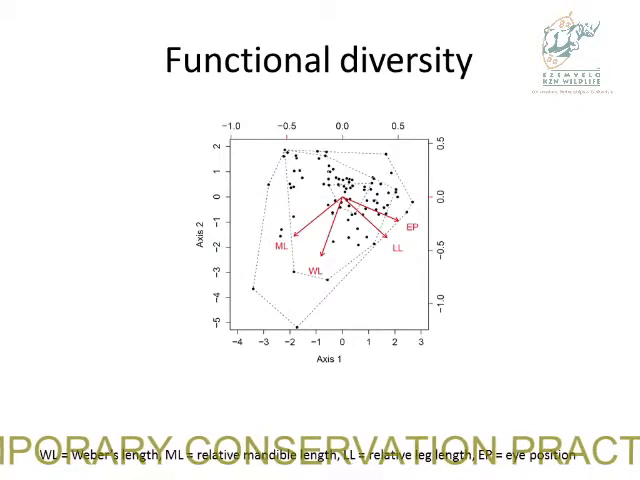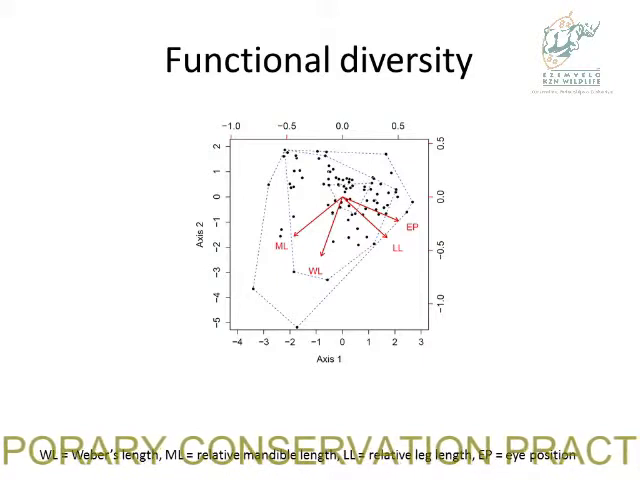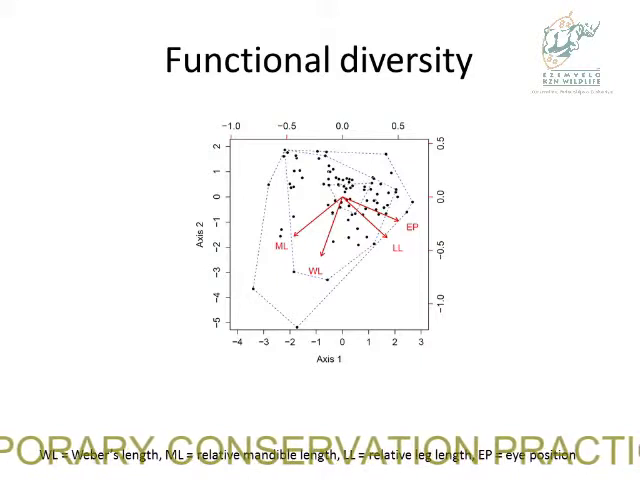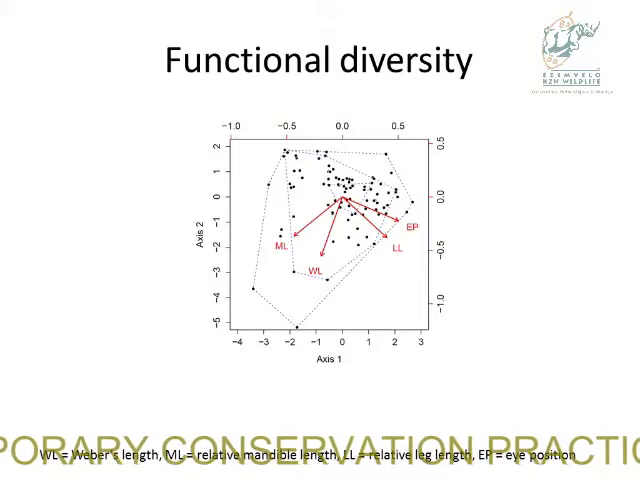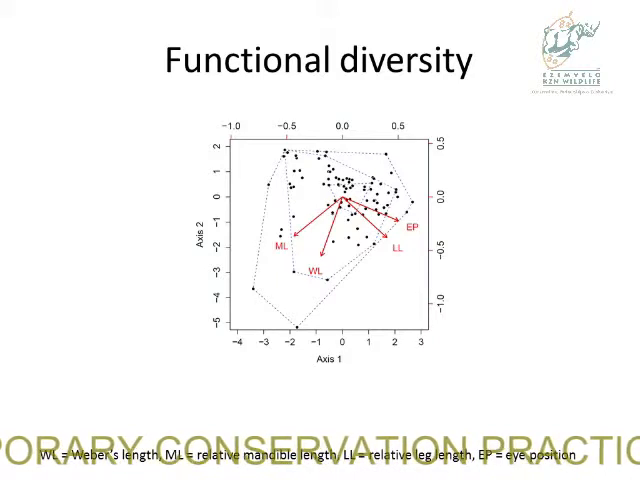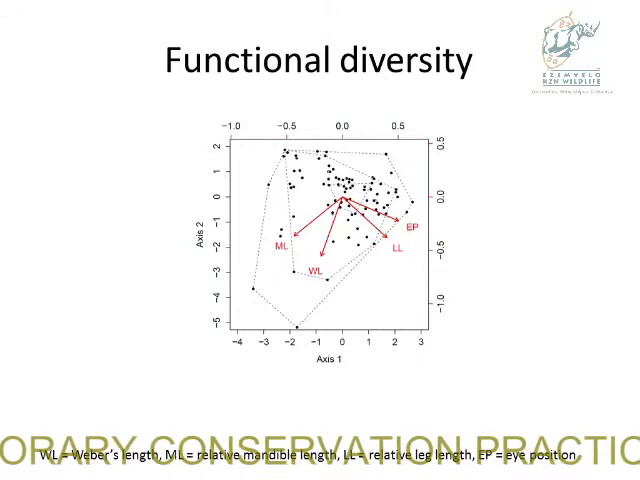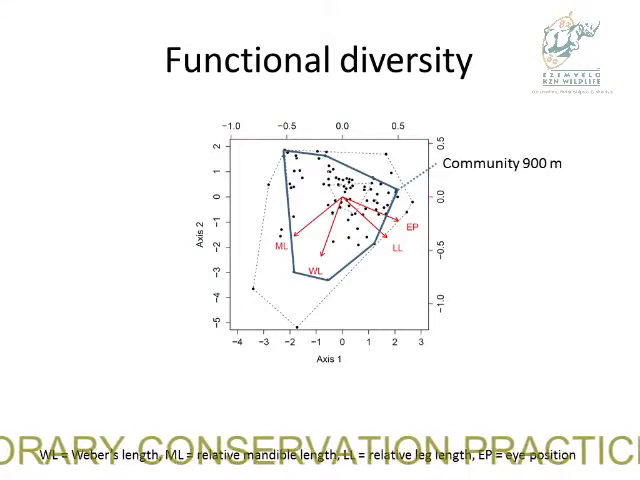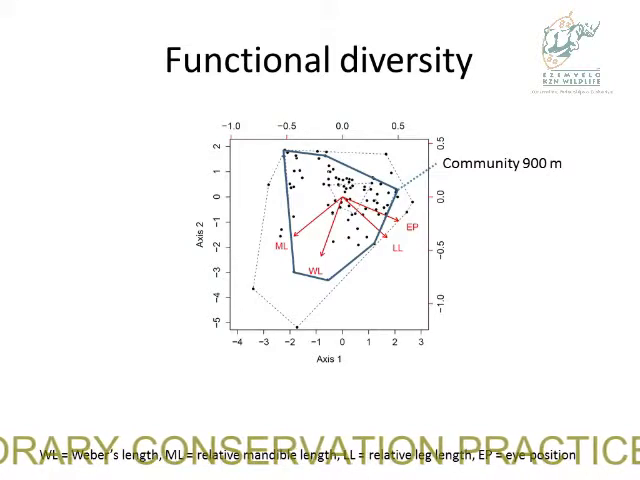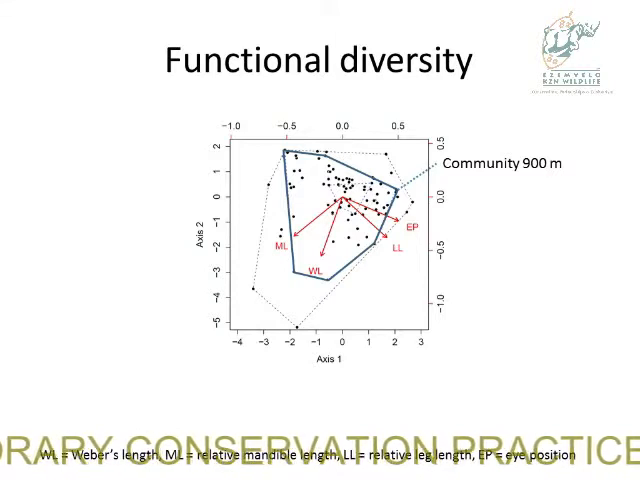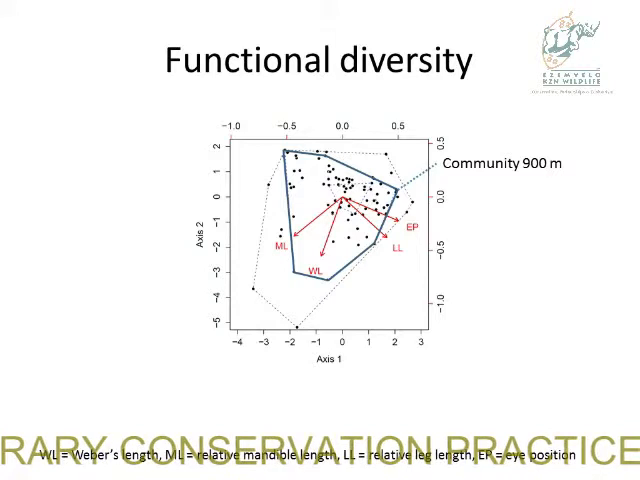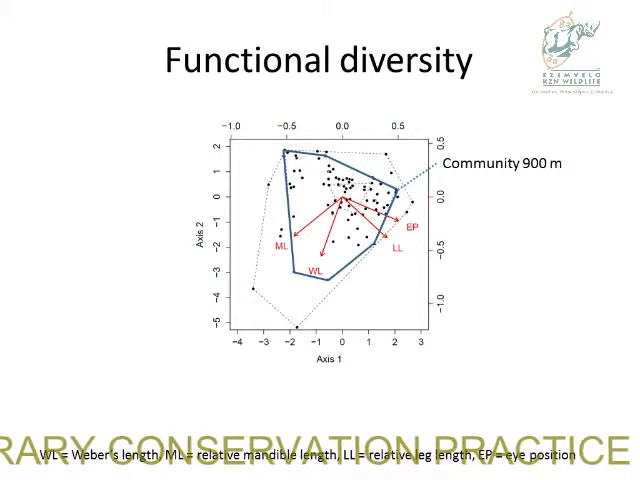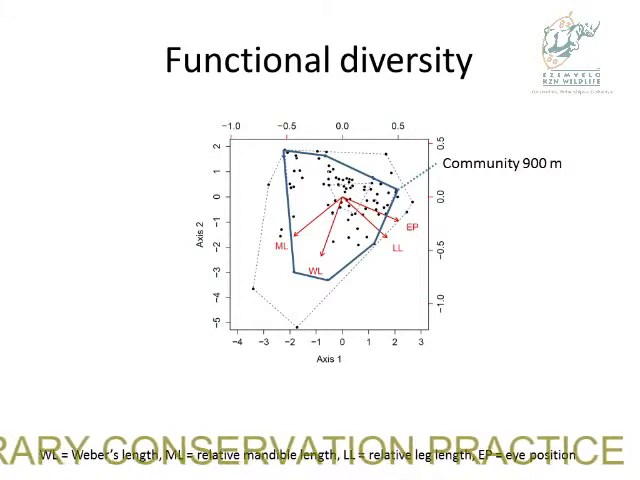So if we look at the functional space, this is an ordination where each dot represents a species, and these are the different variables: mandible length, that's Weber's length, the body size measurement, that's leg length, and that's eye position. So what you'll have to do is believe me that what I'm saying is the truth. So this is a community at 900 meters. So if you put all of the species in the 900 meter community, so that's the lowest altitude, spans that amount of the functional space.